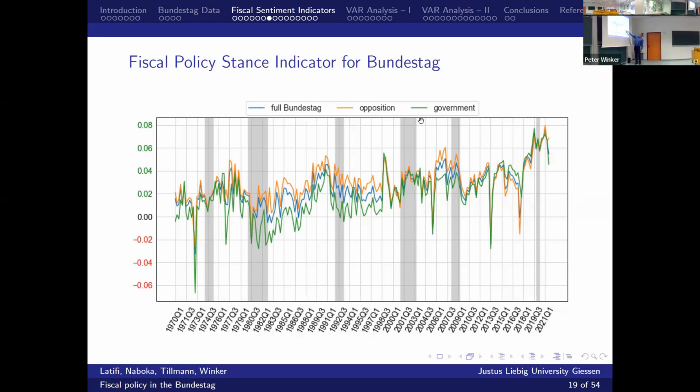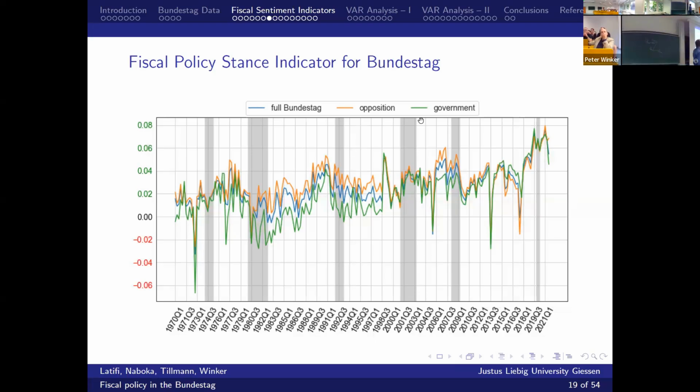We see that's the European debt crisis. So there was a common understanding that now we need to be restrictive. And that's the beginning of the Corona pandemic. Well, that's the most expansionary phase in speeches we have seen over these 50 years, more or less. But there's still a lot of noise. So that's the indicator. And I guess with the shaded areas, these are the official recession periods.